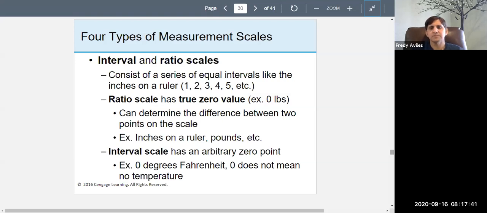Here's the thing, you can also do that with an interval scale. Now, whether that's valid or not depends on who you ask. If you ask true mathematicians, they will argue that with an interval scale, you can't really do all that stuff.